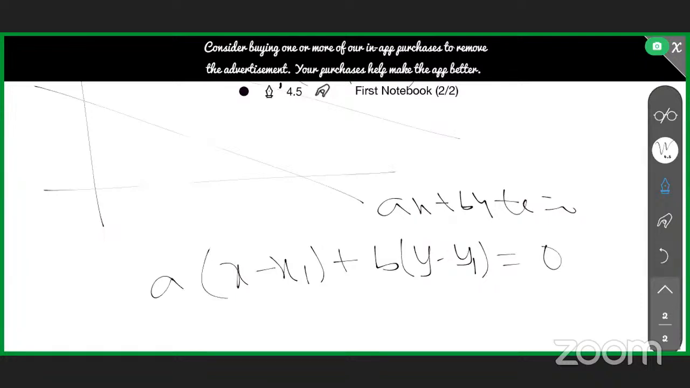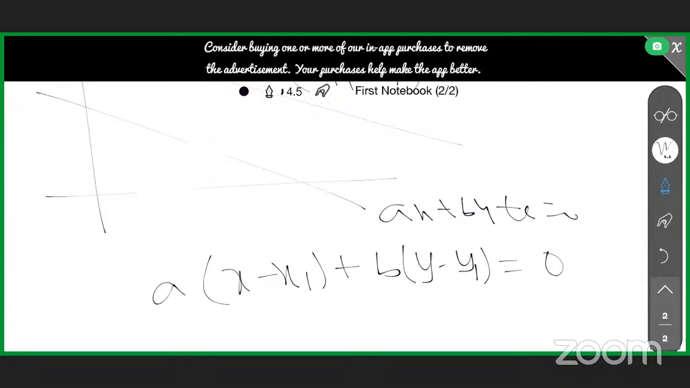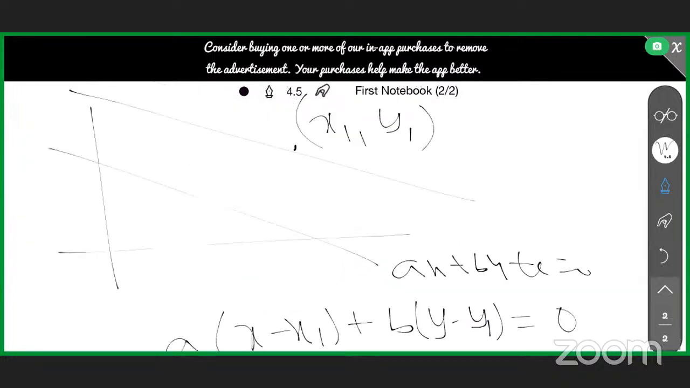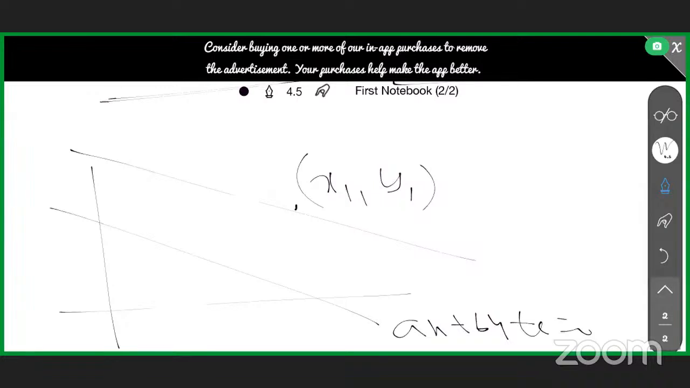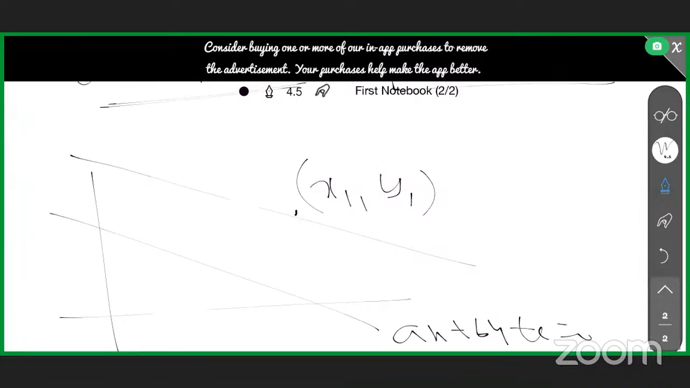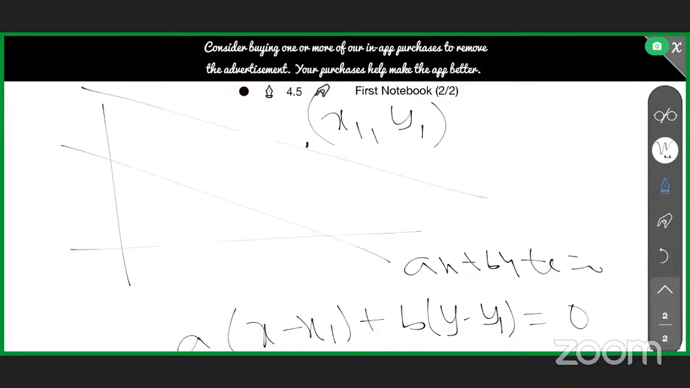So, what about the c? Once again, a corollary of this theorem: if there is a line passing through a point x1, y1, and that line is parallel to our given line ax plus by plus c is equal to 0, then line L2's equation is given by a into x minus x1 plus b into y minus y1 is equal to 0.